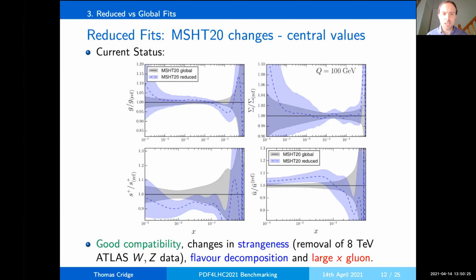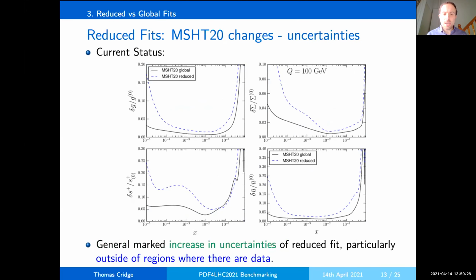Finally, looking at the uncertainties for MSHT20, you can see there's a more marked increase in the uncertainties from the global fit to the reduced fit for MSHT20. That's particularly and specifically outside of the regions where there are data constraints for those reduced fits. So, for example, in the low x regions.